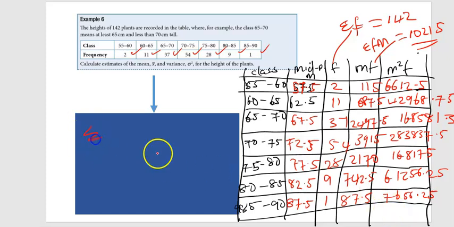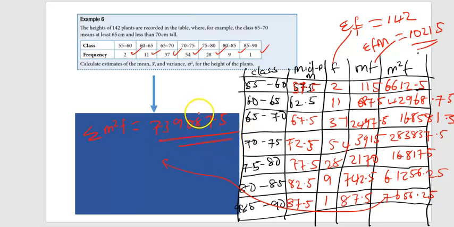So the summation here, the summation of the midpoint squared multiplied by f will give us 7 million. So you add up all the values, you should be able to get 739,087.5.